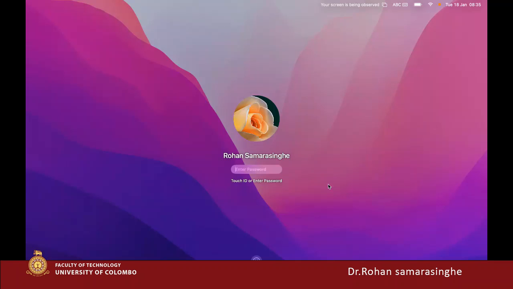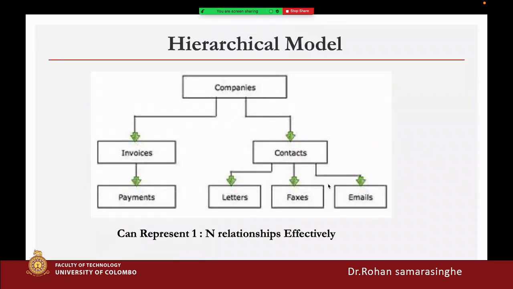Next we'll go to the next lesson, and here is the hierarchical model. In the hierarchical model you can see a hierarchy, and it can only represent one to n relationships effectively. One company can have multiple invoices, and one invoice can have multiple payments. Likewise contacts, letters, faxes, emails are one to n relationships.